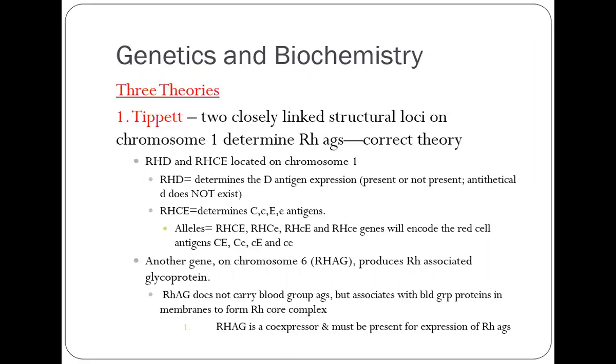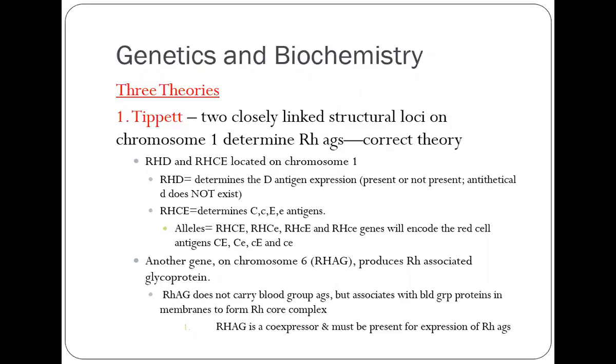So we have the first gene, we'll have a person who's positive for the big C and the big E antigen. The second one, they're positive for the big C and the little e antigen. The third one, they're positive for the little c and the big E. And then for the fourth one, they're positive for the little c and the little e.